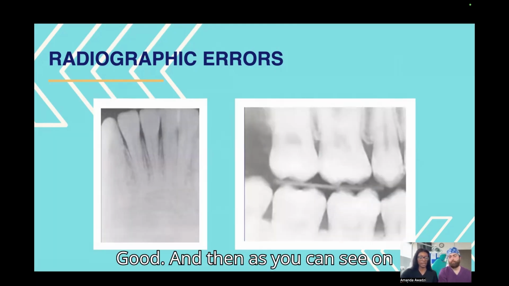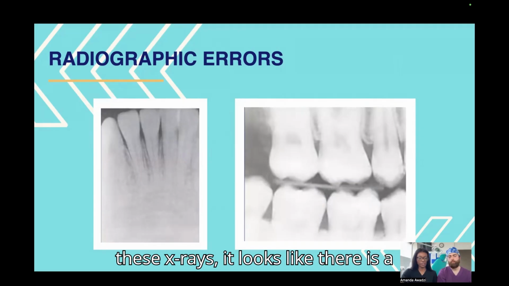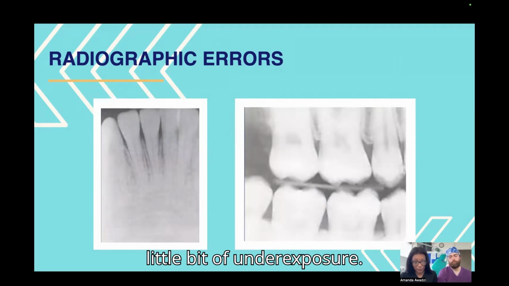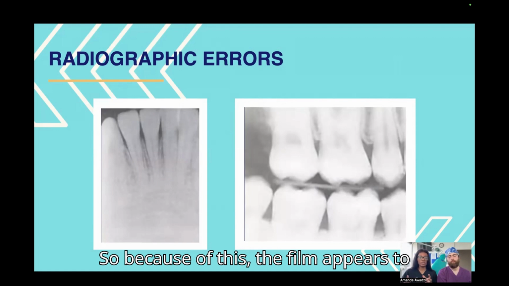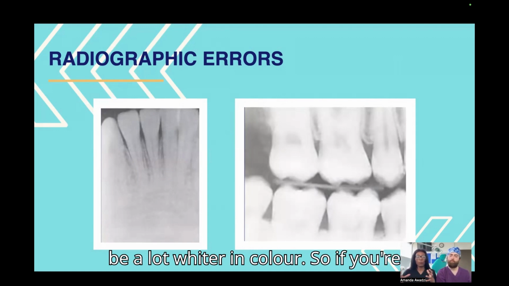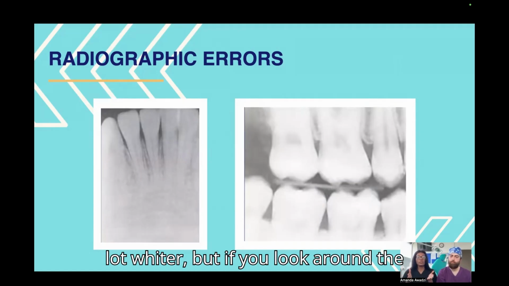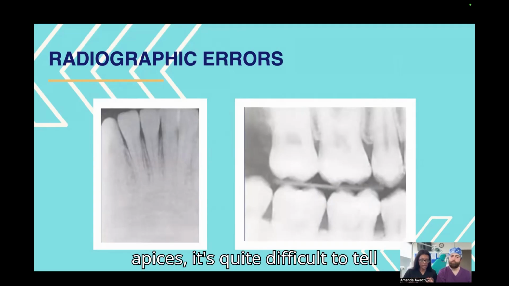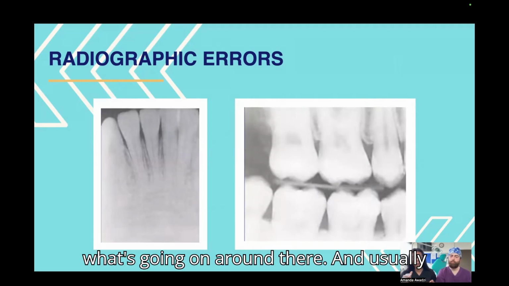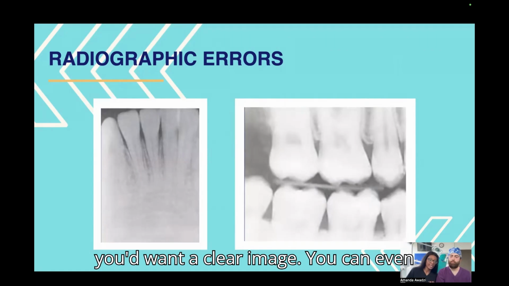Good. And then as you can see on these x-rays, it looks like there is a little bit of underexposure. So because of this, the film appears to be a lot whiter in color. So if you're looking at the left-hand side, they're a lot whiter, but if you look around the apices, it's quite difficult to tell what's going on around there. And usually you'd want a clear image.